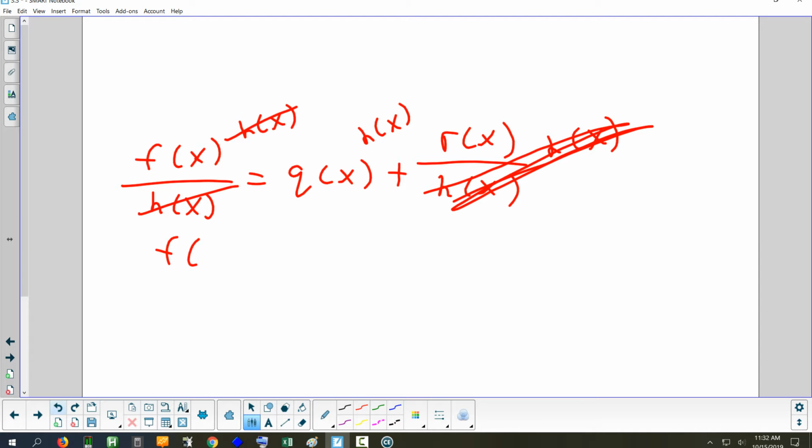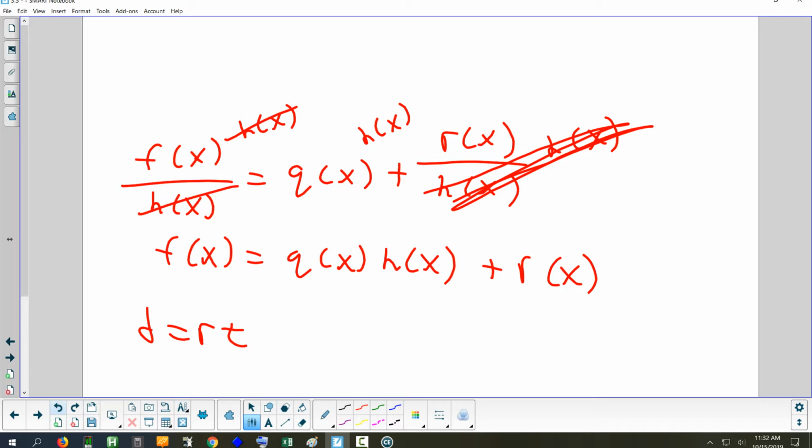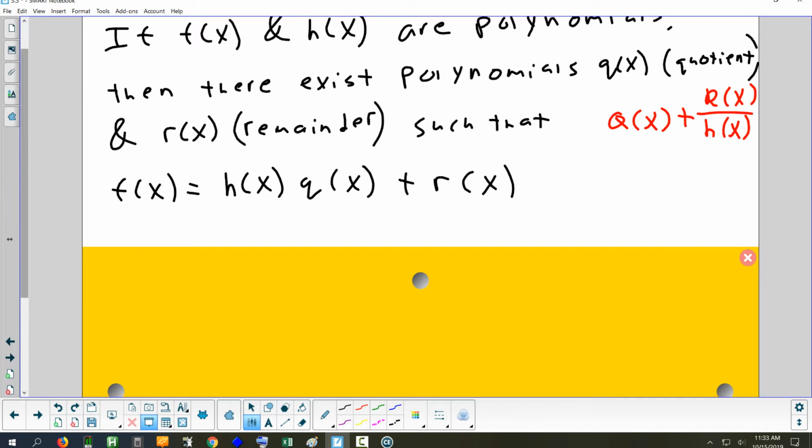You're left with f of x equals your quotient times your denominator plus your remainder. The formula that I've been giving you since example 1, this is exactly the same thing. It's just rearranged a little bit. It's like in Algebra 1, you learn this formula, distance equals rate times time. Well, that's the same thing. All you did was take what you already knew and just moved some stuff around a little bit, right? But that's all I did here. This is the same formula.